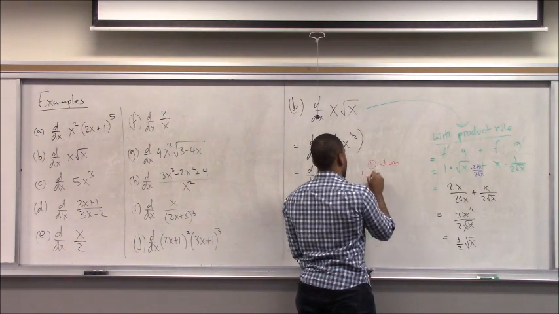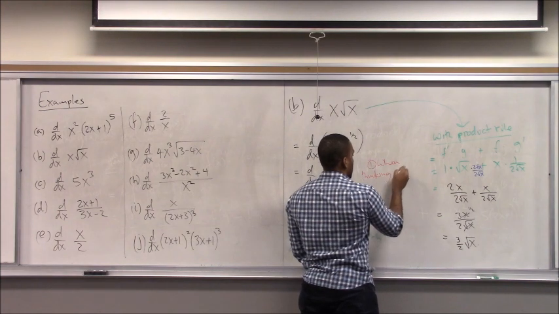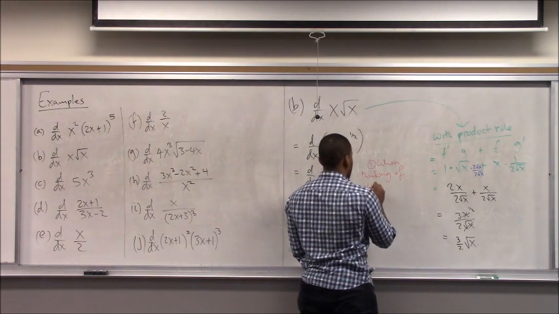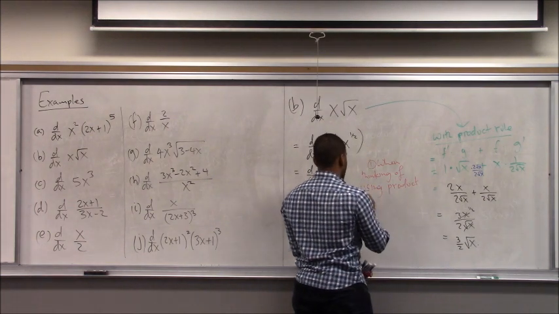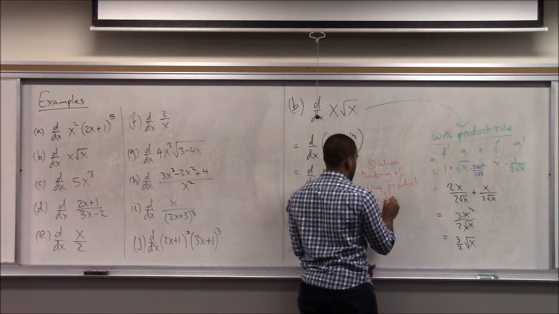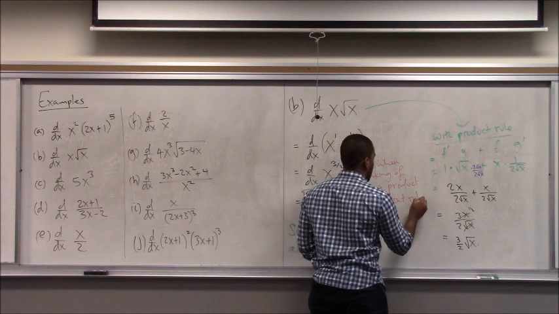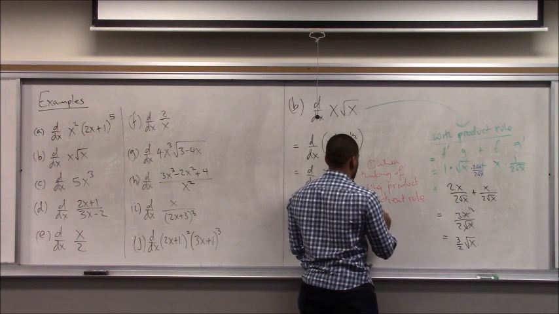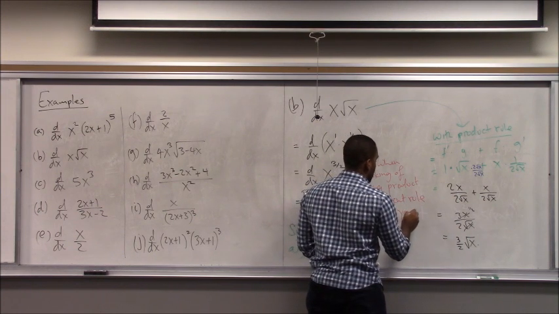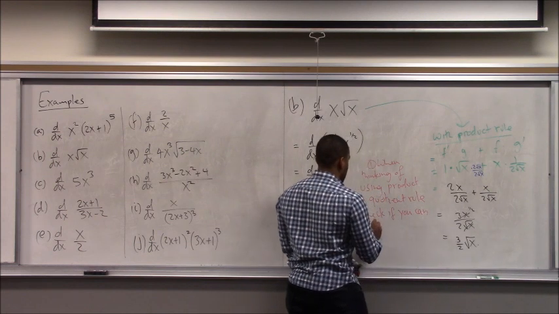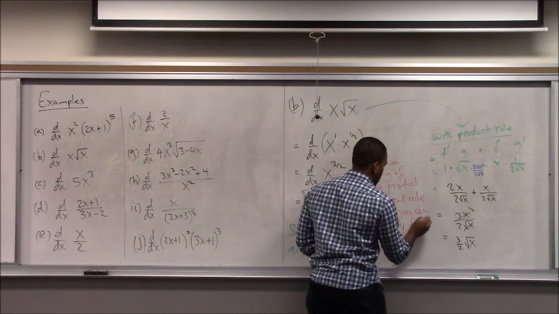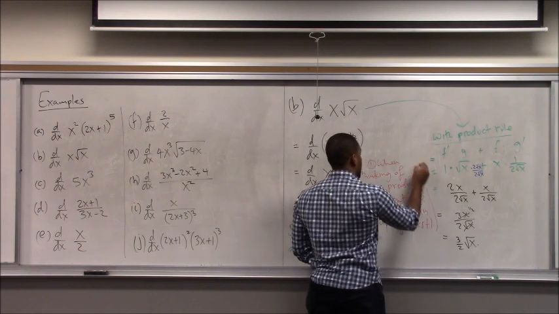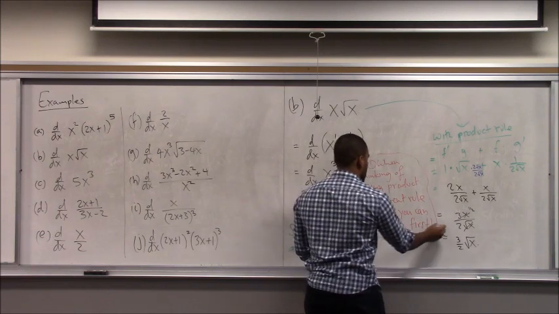when thinking of using product or quotient rule, check if you can simplify first. So that's one caveat I would say when using these rules.